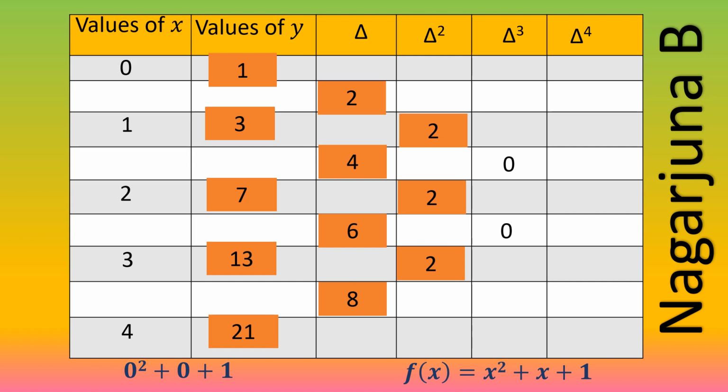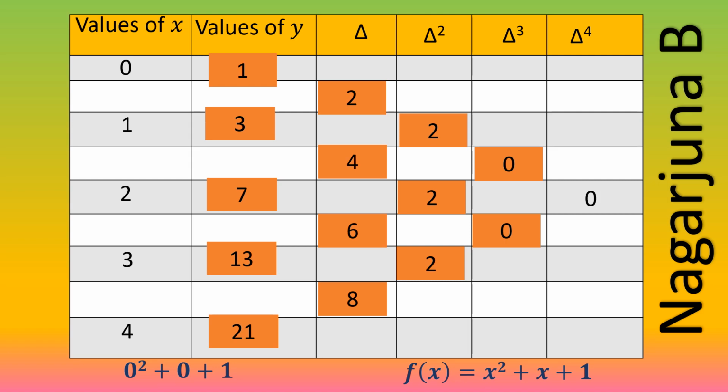Since here you have got all the values as 0, no need of calculating delta to the power 4. Even if you calculate also, then what it will be? 0 minus 0 will be 0. So for that purpose you may write it or you may skip delta to the power 4. In this way we need to construct the forward difference table.